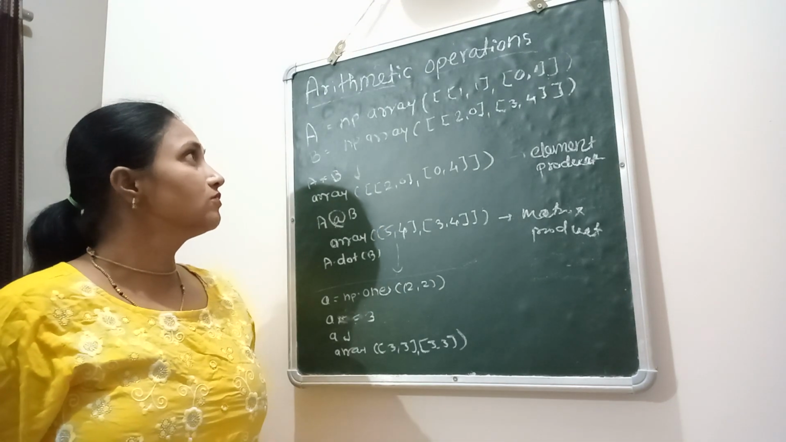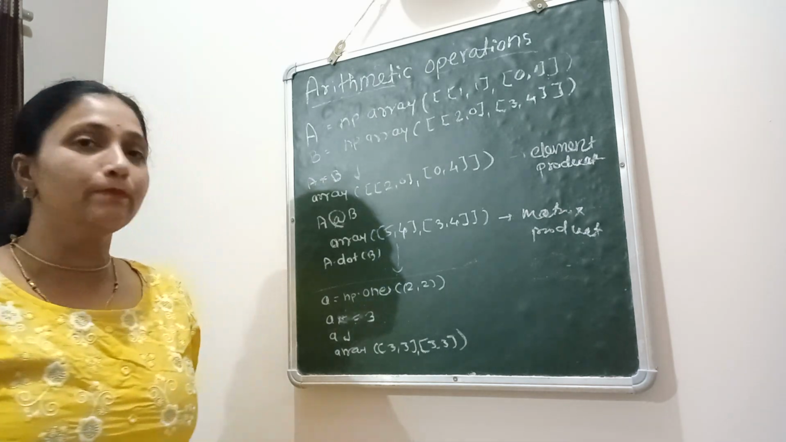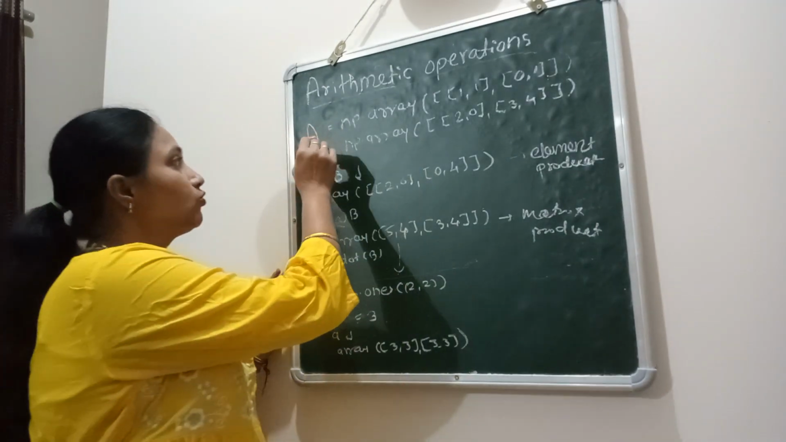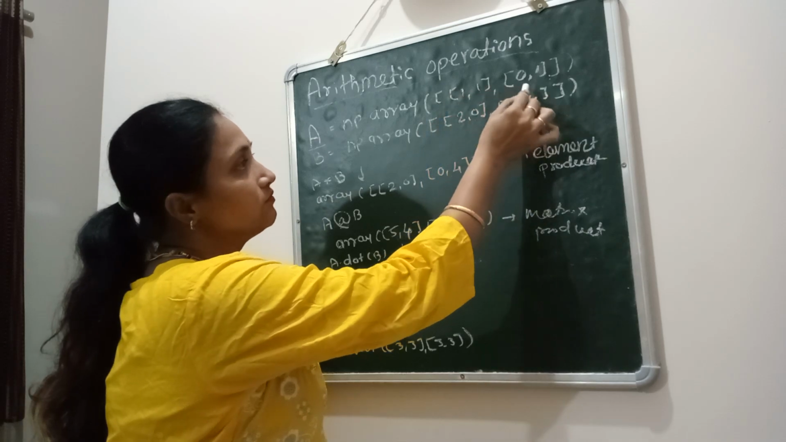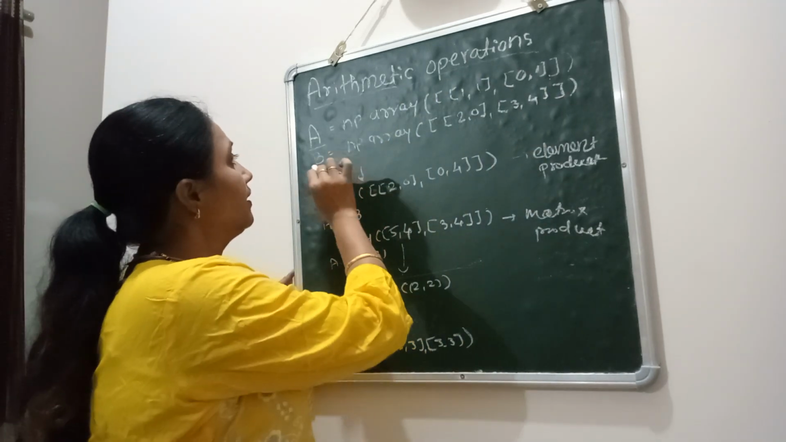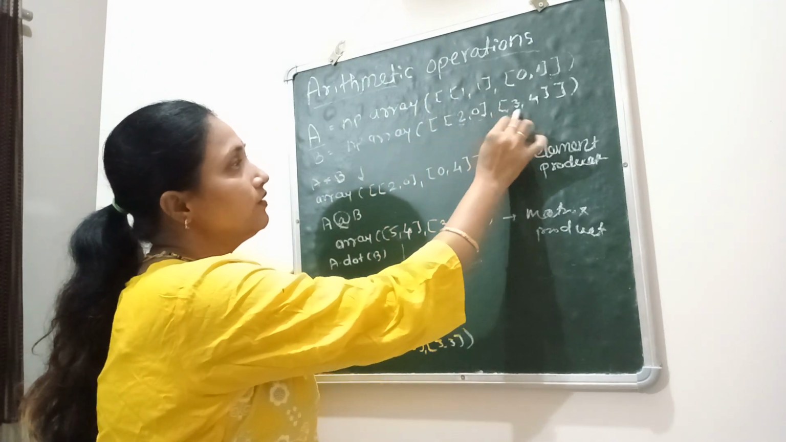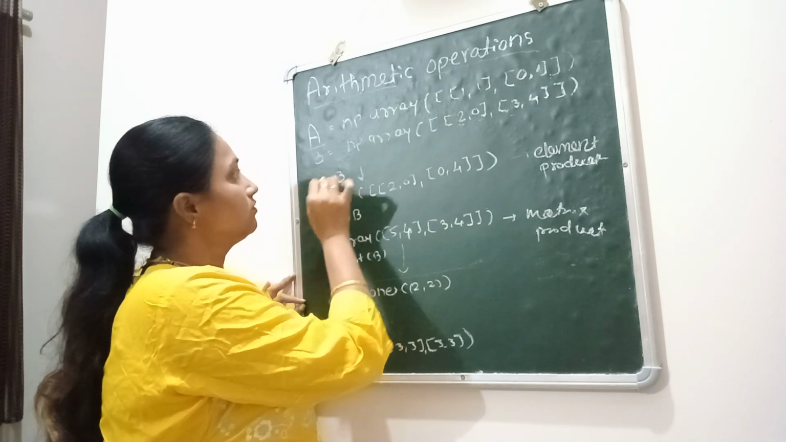In this video we will be seeing a few more operations on numpy arrays, and those are of type matrix. So we will be seeing operations on matrices. Here we are taking two arrays, A equals np.array with elements [1 1] and [0 1], and array B with elements [2 0] and [3 4]. Now let us see the operations on both the arrays.